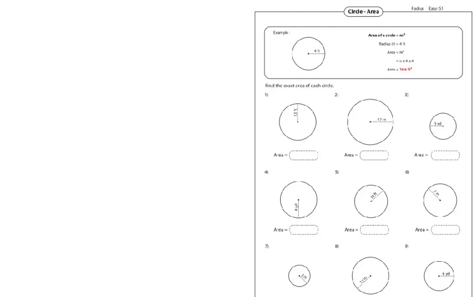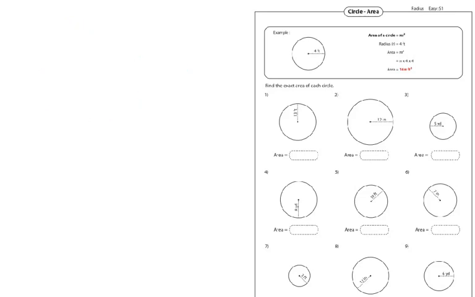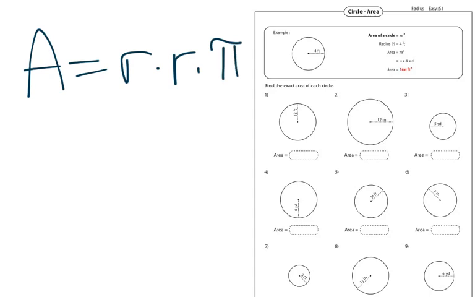So again, anytime you're dealing with a circle, you're going to be dealing with pi. Only circles have pi in them, the formulas. So the formula for the area of a circle is radius times pi. Notice that we don't use diameter here. We use diameter for circumference, but for area we use radius. So if they give us diameter, we have to change it to radius first.